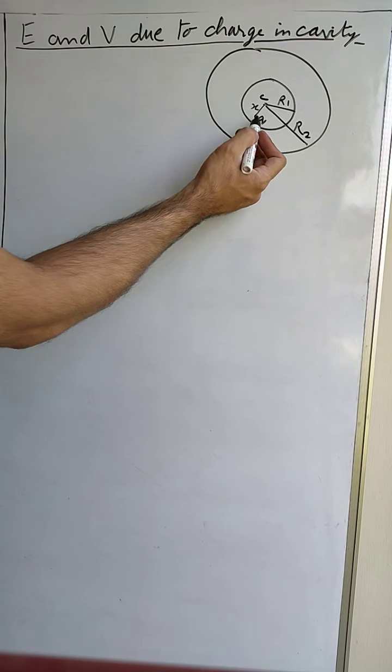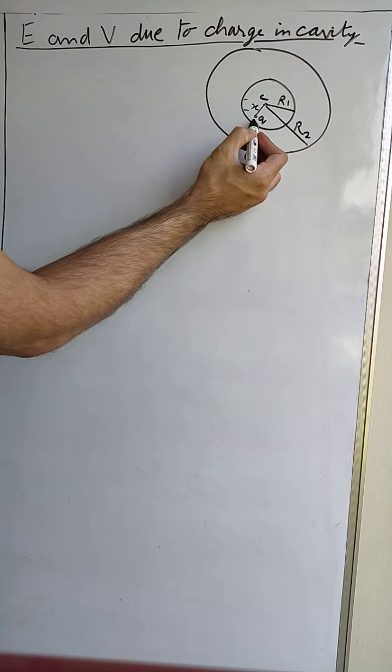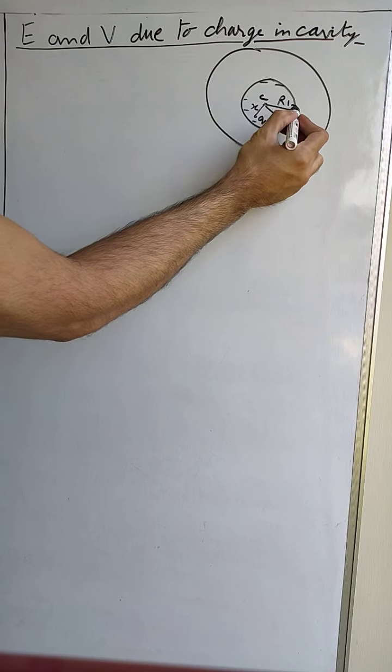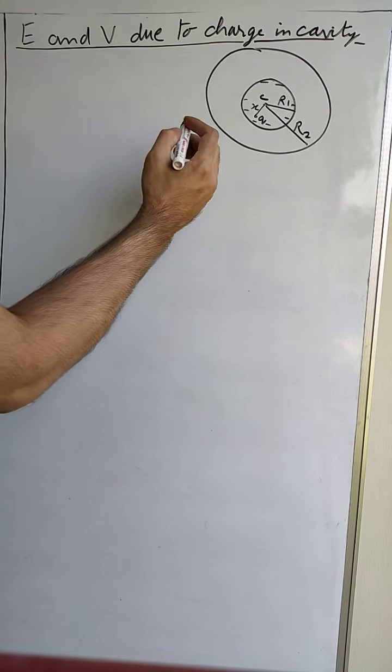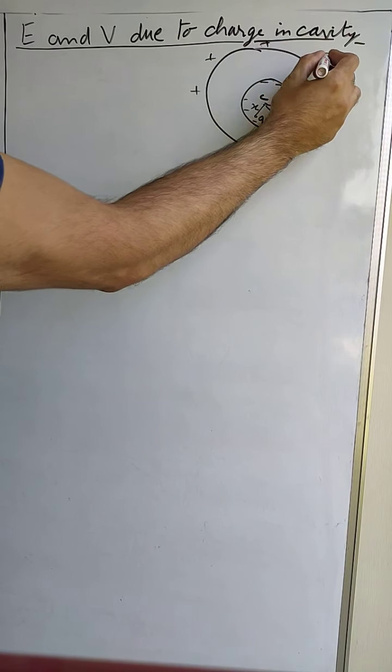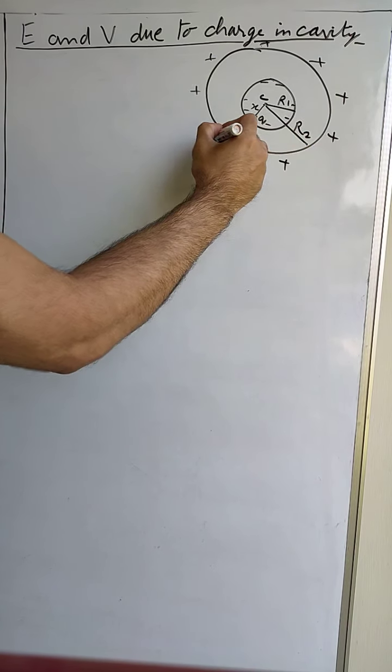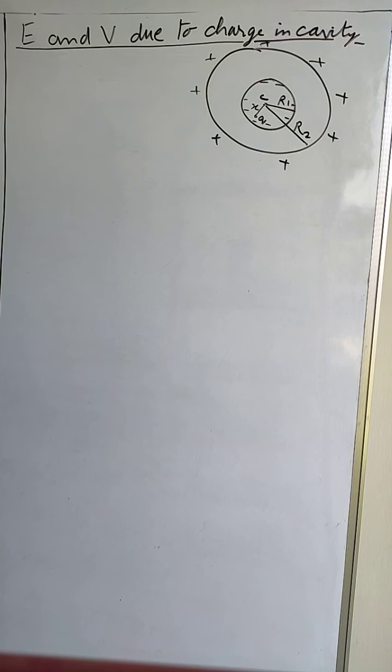Now what will happen, because this is a positive charge, it will create a negative charge inside the cavity, and because of this a positive charge will be induced on the outer surface of the shell.